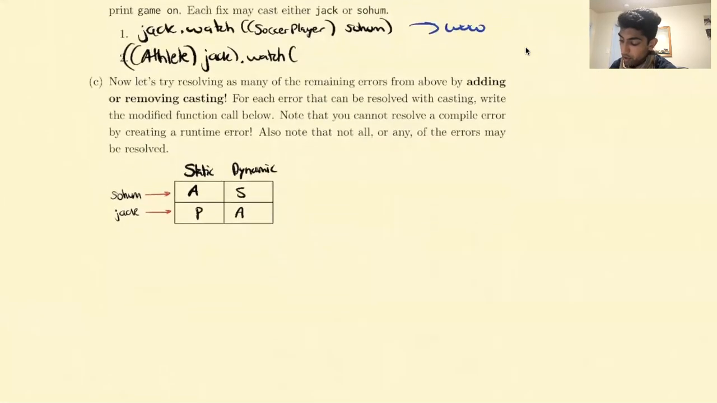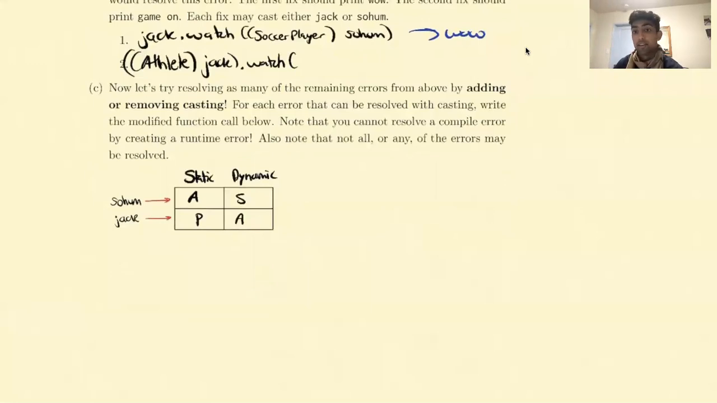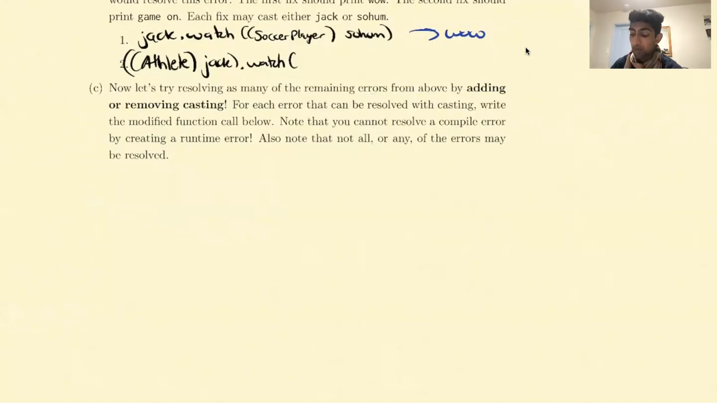Okay, so for part C, what we're trying to do here is leverage this new mentality that we've learned of how we can solve these failures or these compiler errors, these runtime errors by adding or removing casting, okay? So we're gonna go through all of the errors from above, both compile and runtime errors, and try to figure out, can we fix this with casting somehow, okay? And then we're gonna keep track of all the errors that we can fix below.